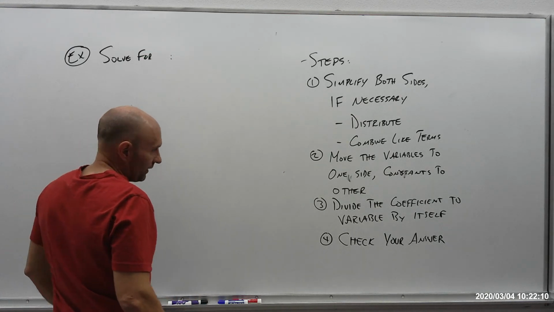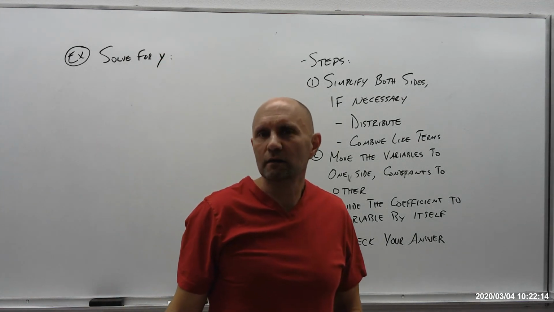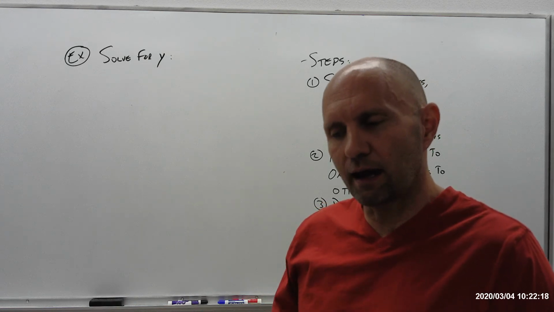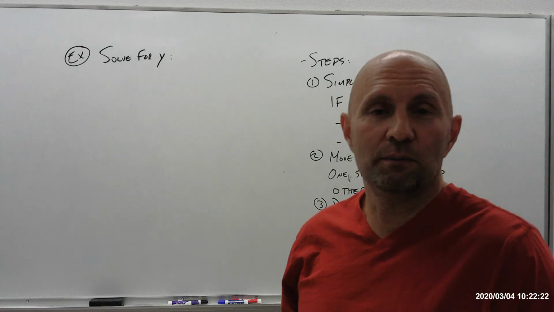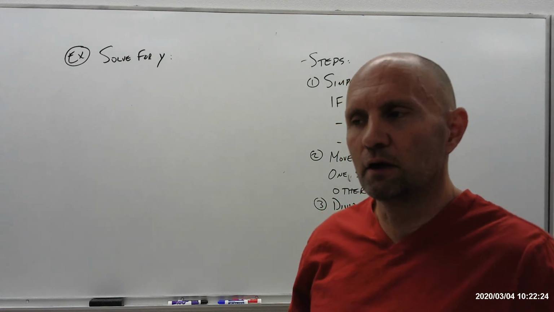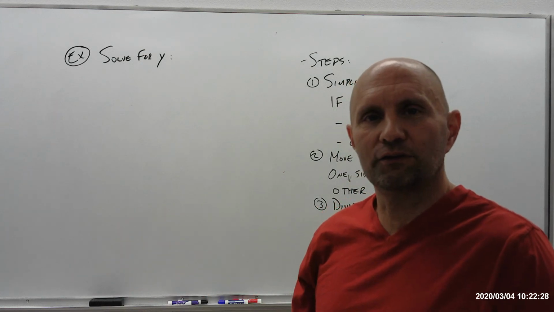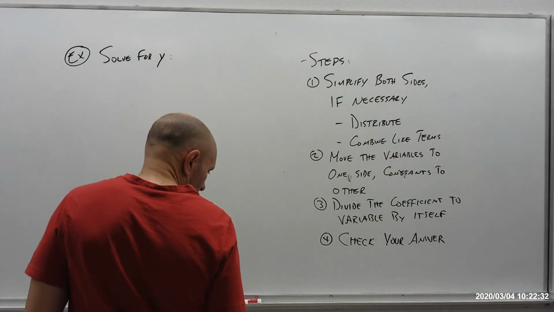So the fourth example is solve for y. Wait a minute, y? I thought variables were x. No, variables can be anything: x, y, z, w, u. It can be symbols, alpha and beta. So don't get locked in that, oh, if it's not an x, I can't solve it. You can, it's just a different unknown piece that we're looking for.